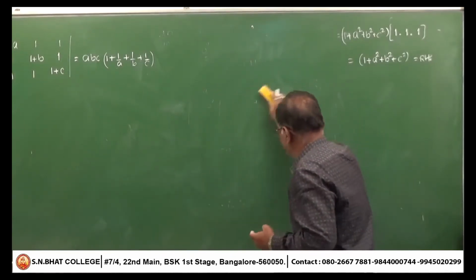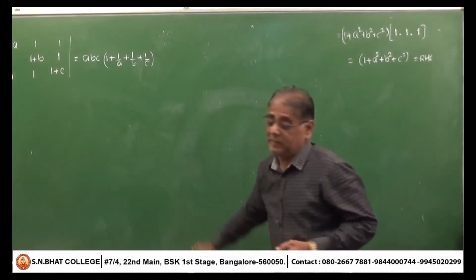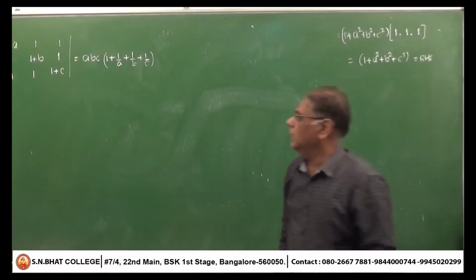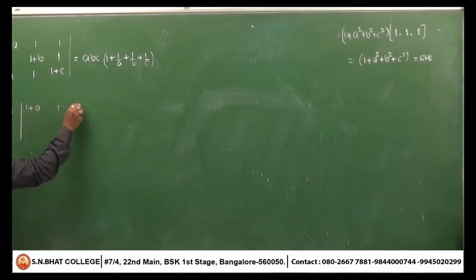Write the left hand side determinant, all of you. Write the left hand side determinant. Left hand side is the determinant of 1 plus A, 1, 1, 1 plus B, 1, 1 plus C.